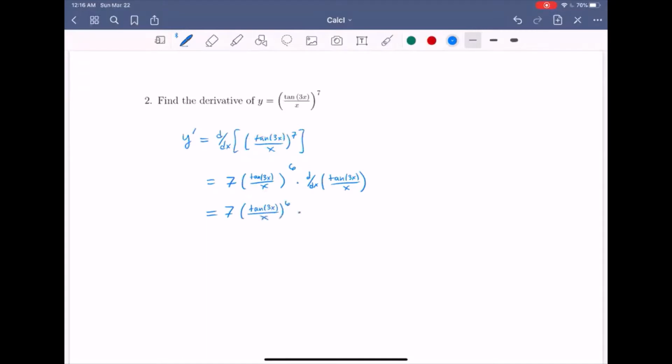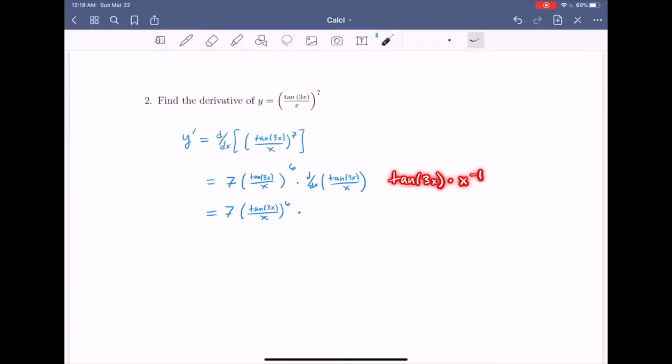Okay, so here we go. Now notice, this inside function, tangent of 3x all over x, is a quotient. So we could do the quotient rule when we're taking the derivative. But if you didn't want to do the quotient rule because maybe you wanted a change of scenery, you don't like the quotient rule, maybe you want to do the product rule instead, you could write this as tangent of 3x times x to the negative 1. And if you did that, then you could just do the product rule instead of the quotient rule when you're taking the derivative of that inside part.